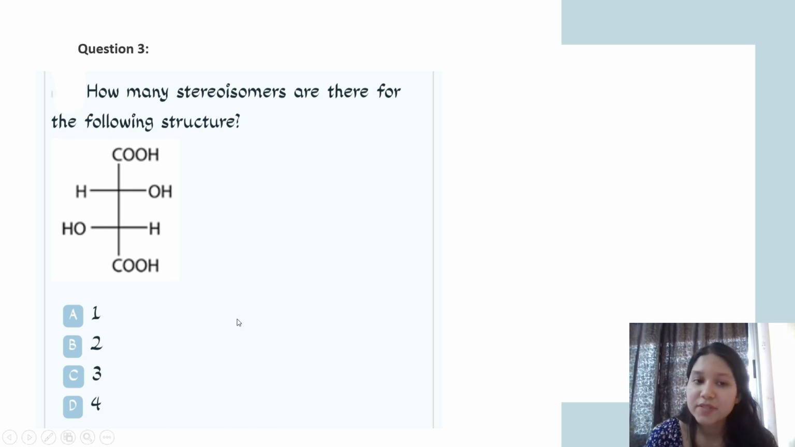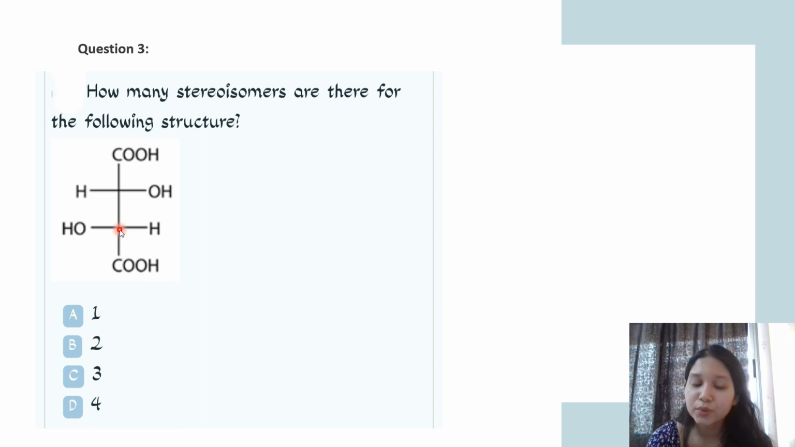To calculate the number of stereoisomers possible, you have to first identify the number of asymmetric carbons or chiral centers or stereogenic centers present in the given structure. So let us look at the structure. We have this center and this center as chiral, because these two centers are connected to 4 different substituents. So these two are the chiral centers present in this tartaric acid molecule.